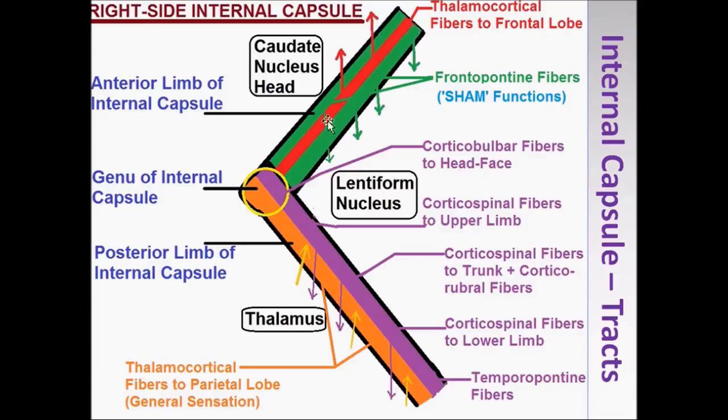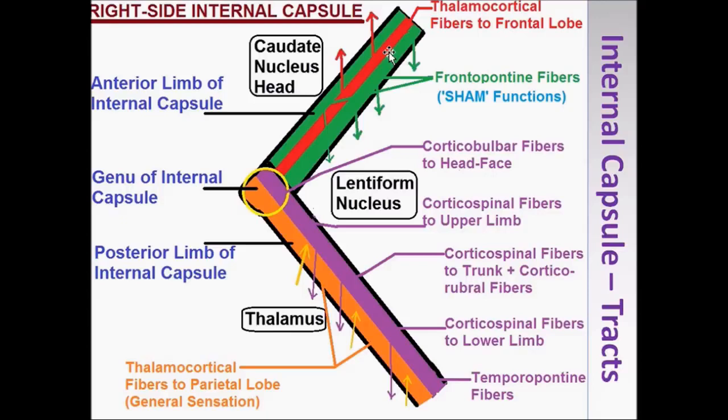They are also thalamocortical fibers like these, but there is a considerable difference between these thalamocortical fibers and these thalamocortical fibers. While these thalamocortical fibers carry general sensation, these thalamocortical fibers do not go to the parietal lobe. Instead, they go to the frontal lobe. And one example of these thalamocortical fibers is that which is part of the Papez circuit, which goes from the anterior nucleus of the thalamus to the cingulate gyrus.